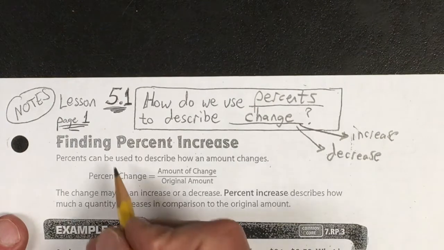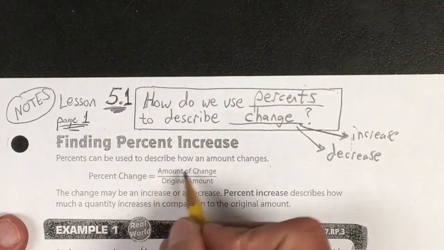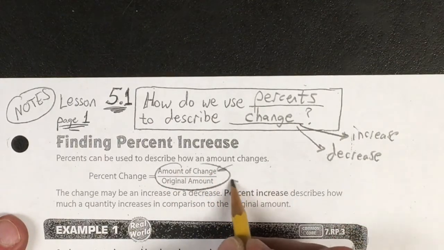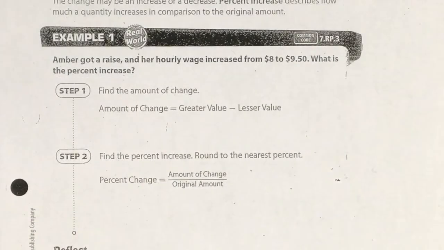To find a percent of increase, what we need to do is take the amount of change and divide it by the original amount. So it's really a comparison between the change and the whole entire original amount.